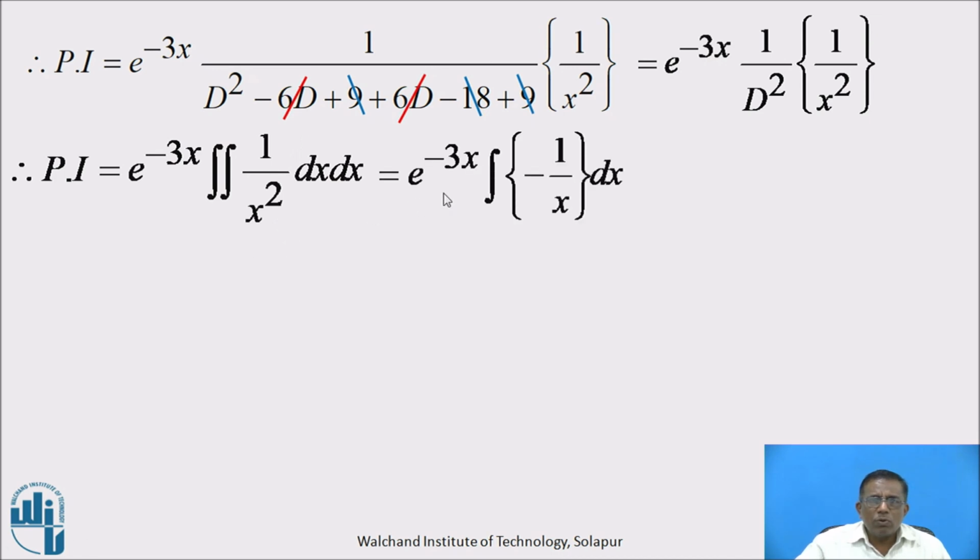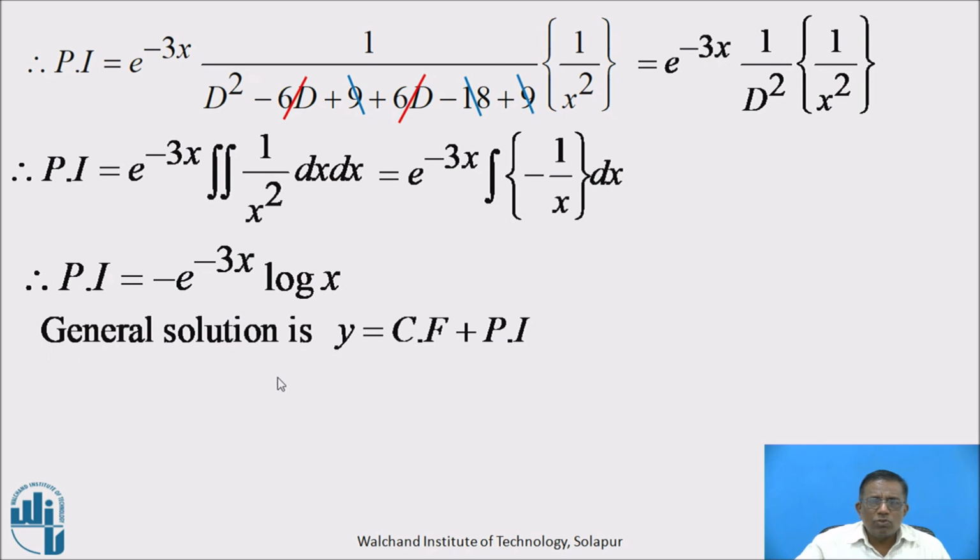Therefore, PI equals e raised to minus 3x kept as it is, and into integration, and the integration of 1 upon x squared is minus 1 upon x, into dx. Again integrate minus 1 upon x with respect to x, we get PI equals minus sign taken outside and e raised to minus 3x as it is, and integration of 1 by x is log x. So this is the particular integral for the given differential equation.